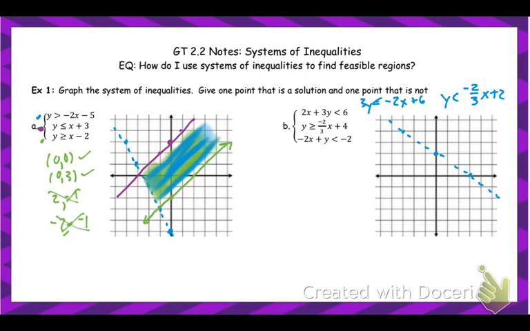All right, my second line, y is greater than or equal to negative 2/3 x plus 4. So same slope, but a different y-intercept. So there's that line. Then my last one, in order to graph it, again, I need to solve for y. So y is less than 2x minus 2. And this one would also be a dotted or dashed line.